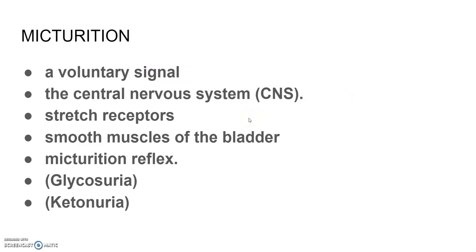which passes on a motor message to initiate the contraction of the smooth muscles of the bladder and simultaneous relaxation of the urethral sphincter, causing the release of the urine. So the process of release of urine is called micturition, and the neural mechanism causing it is called micturition reflex.